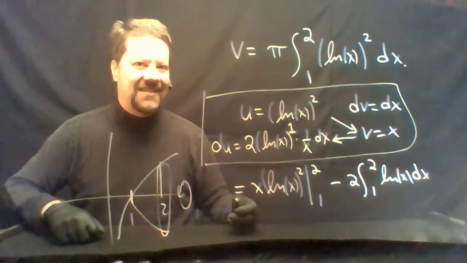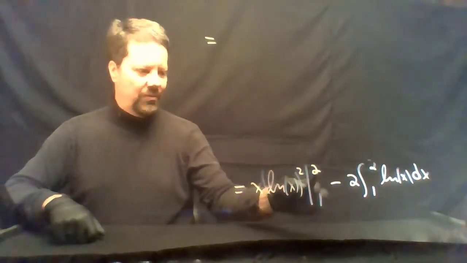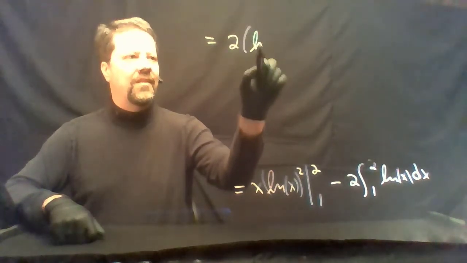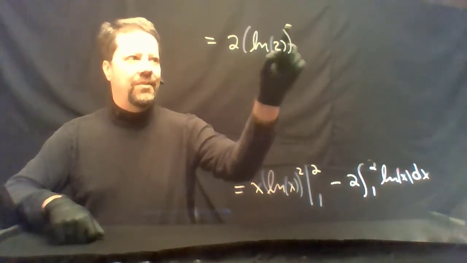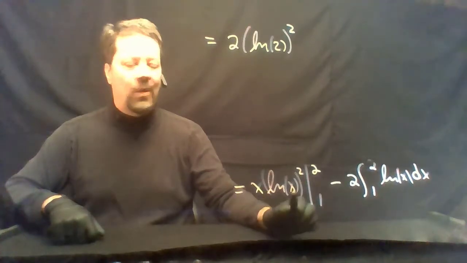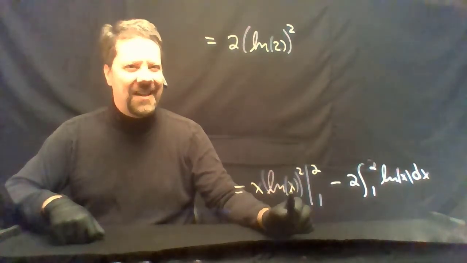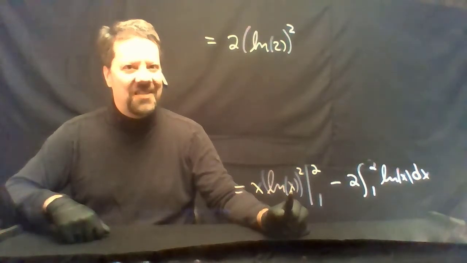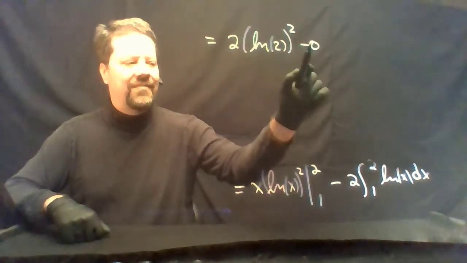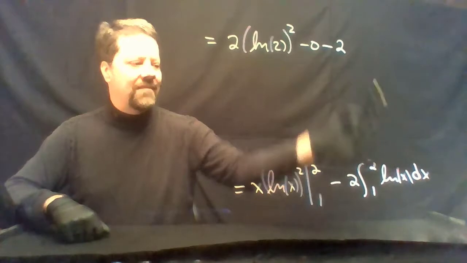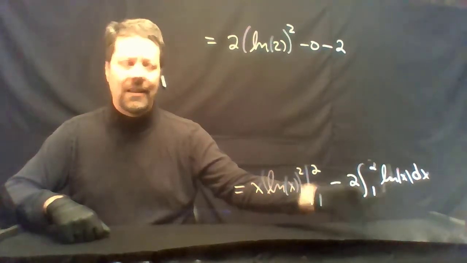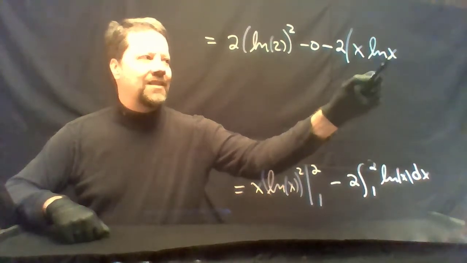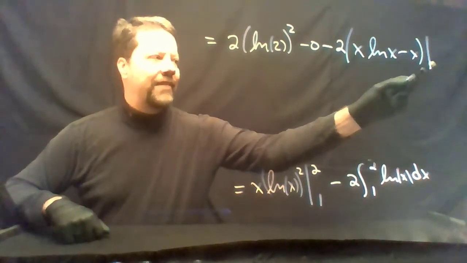Now what? When we plug in 2, we'll get 2 ln of 2 squared, and when we plug in 1, do you remember the natural log of 1? We had the graph here a minute ago. Natural log of 1 is 0. Minus twice. Now how do we integrate ln of x? Didn't we just do that? X log x minus x evaluated from 1 to 2.